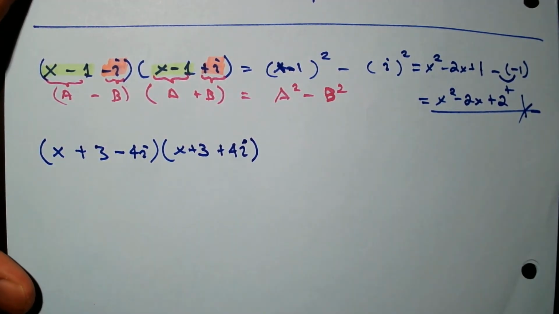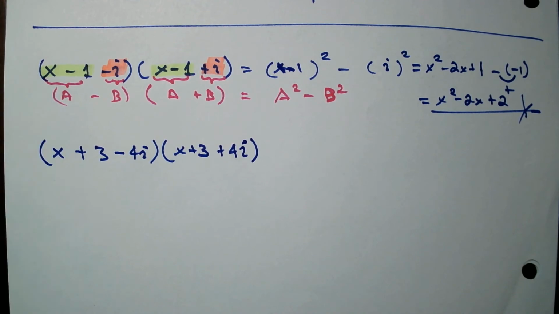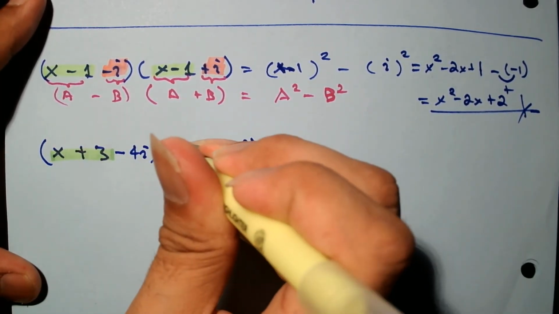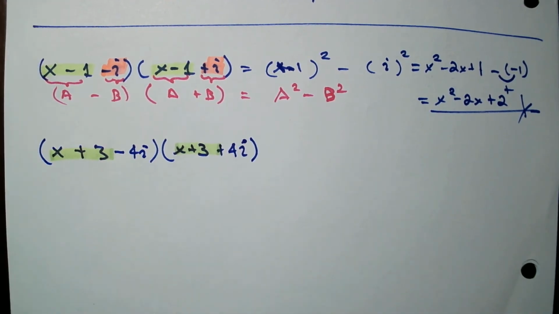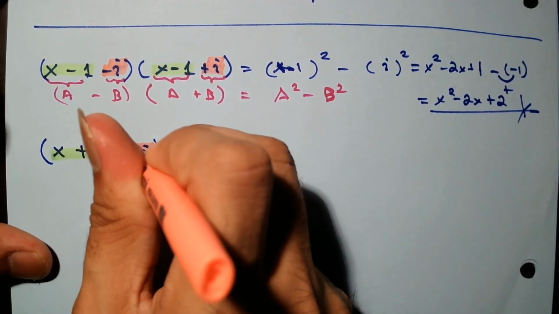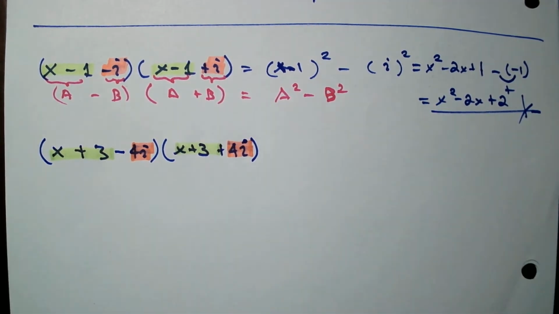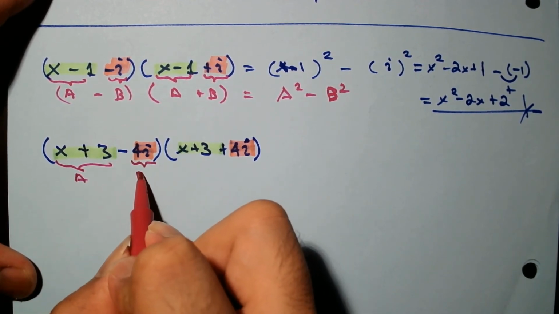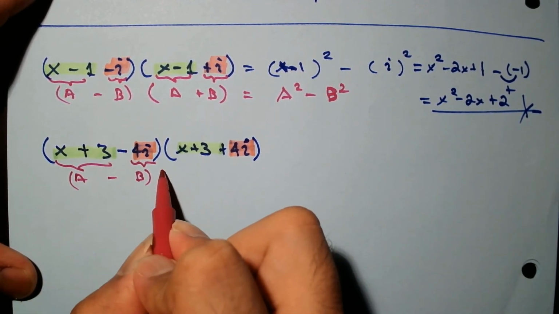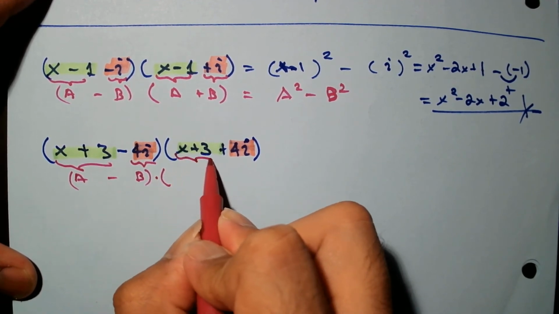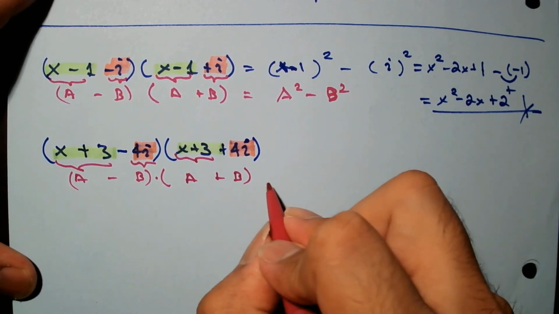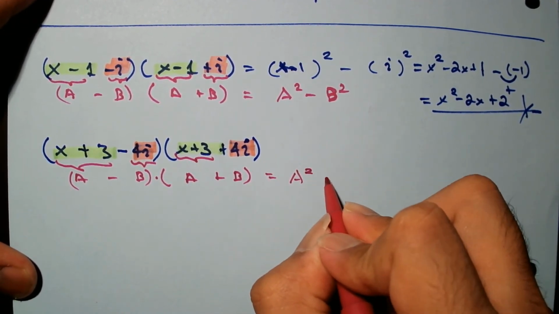All right, and I'm going to do the exact same thing I did in the previous example. I'm going to highlight this, and I'm going to call this my a, and I'm going to highlight this guy, the 4i, and I'm going to make that my b. So again, let me label this. This is a minus b times a plus b. And the result will be again a difference of squares.